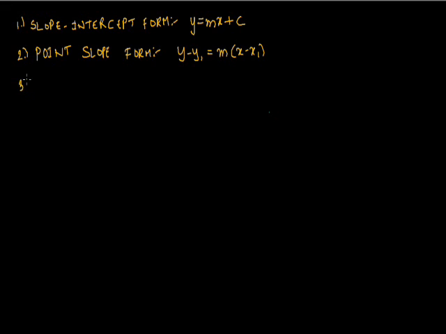The third form which we saw was 2-point form. The equation of the line for the 2-point form was y minus y1 is equal to (y2 minus y1) upon (x2 minus x1) times (x minus x1), where (y2 minus y1) upon (x2 minus x1) represents the slope of the line. So these were the three equations which we saw last time, and based upon these three equations we are going to have certain problems in today's lecture.